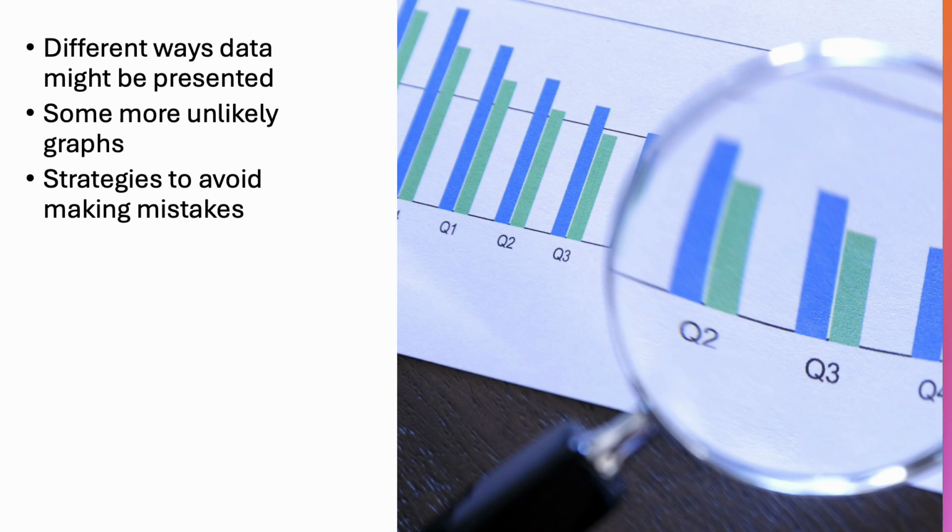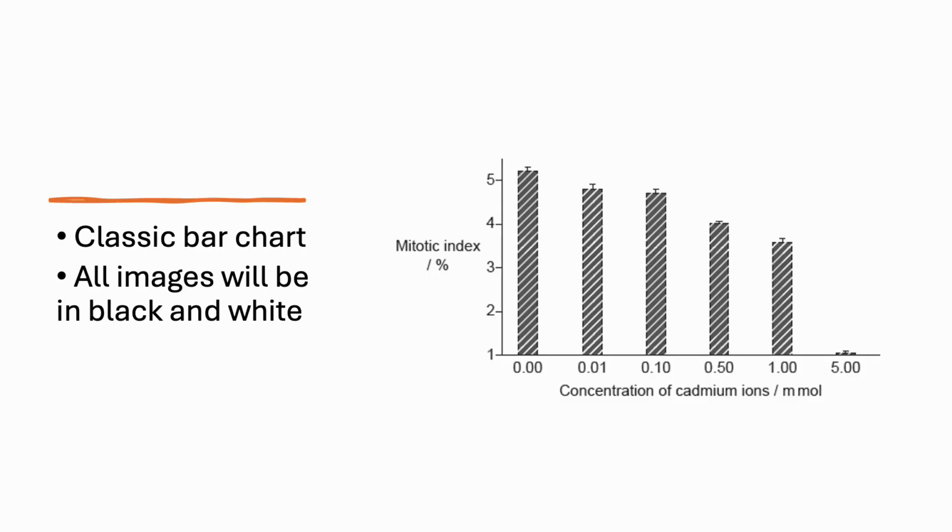Here's what we'll cover. First, we're going to look at different ways in which biology data might be presented. Then we'll explore a few unusual ones that could catch you off guard from past papers. And finally, I'll be sharing 6 key strategies to help you avoid mistakes and get more marks.